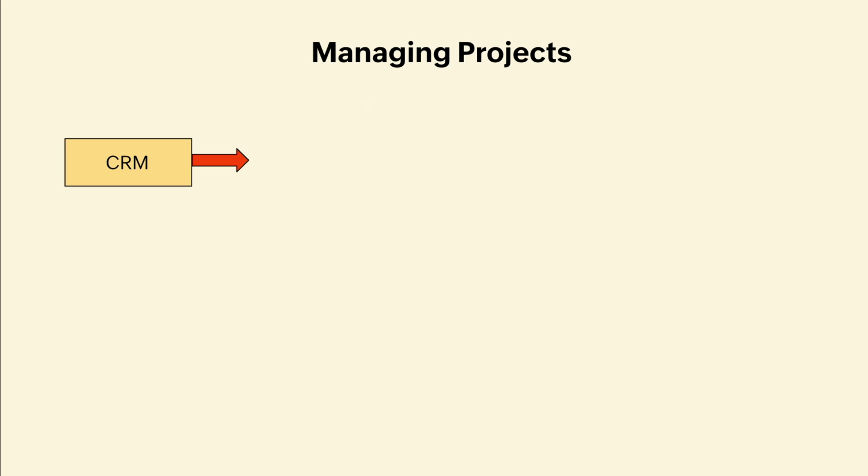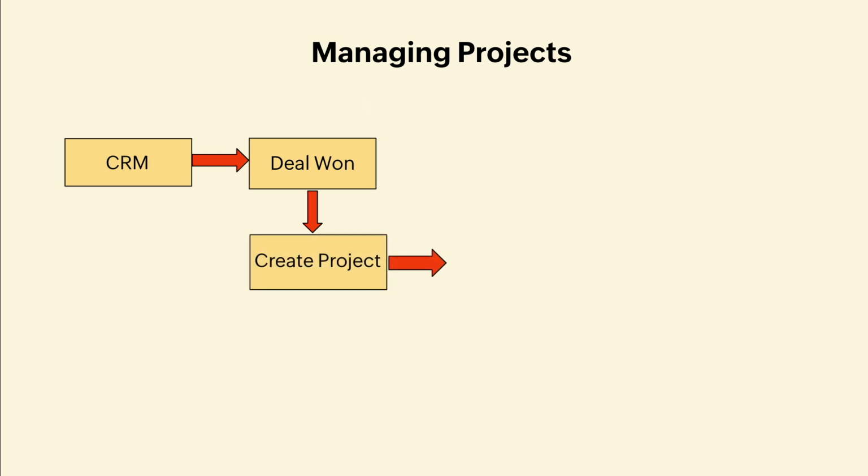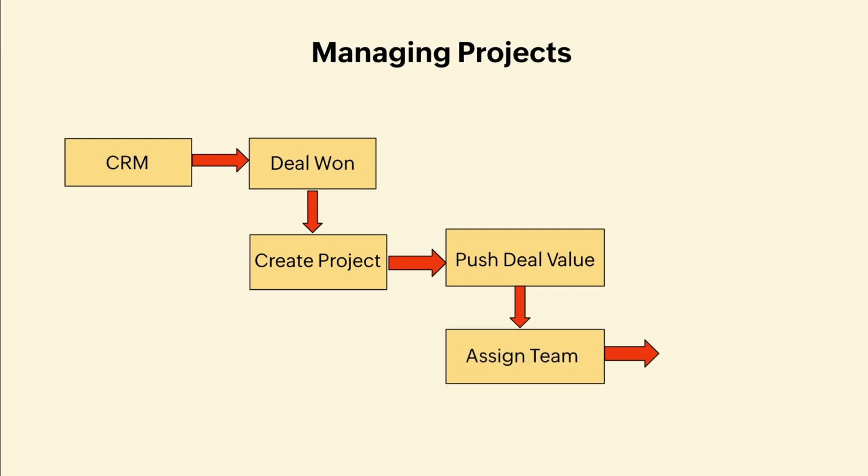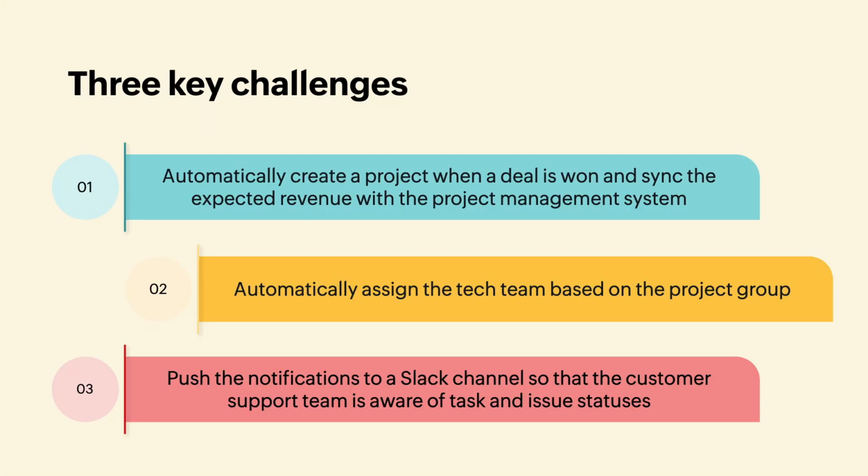In CRM, they had to maintain everything manually. They had to have a CRM. Whenever a deal is won, they had to create a project manually in Zoho Projects. And then the deal value of the specific user has to be pushed manually into the project management system. And then the team assignment has to be done manually. And finally, the project is kicked off. So these were the three key challenges which they were facing.